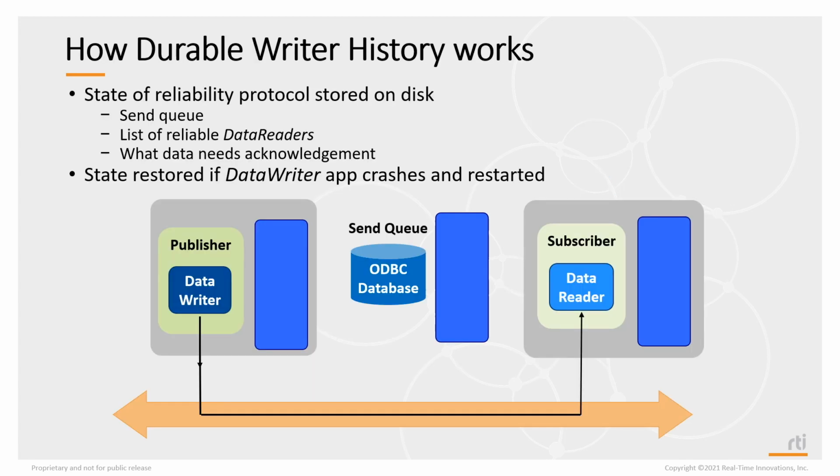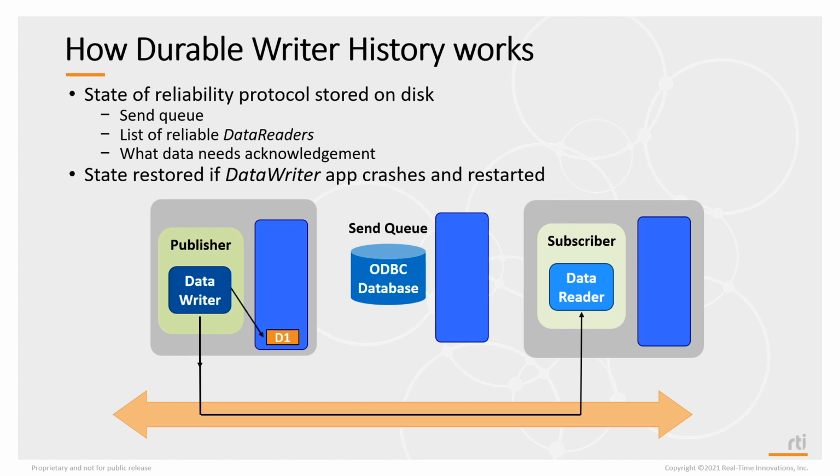So let's take a look at how durable writer history works. Fundamentally, the state of the reliability protocol, including the entire send queue, a list of reliable data readers, and what data needs acknowledgement, is going to be stored by the data writer as it changes, not only in memory, but also in the ODBC database that's been configured. And then that state's restored when the data writer application is restarted, if it ever crashes. So let's take a look.